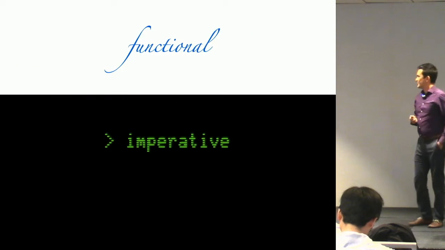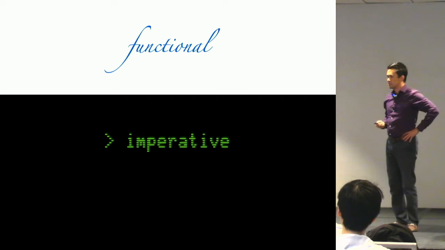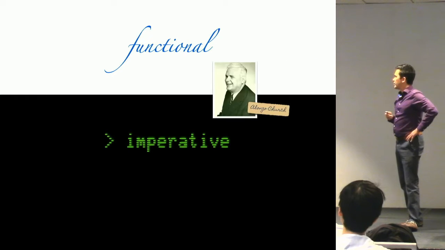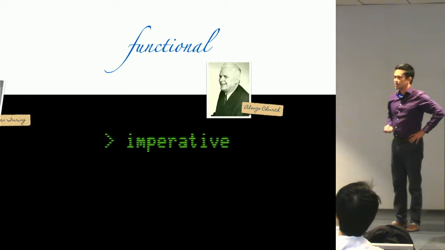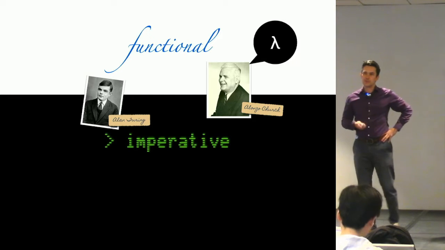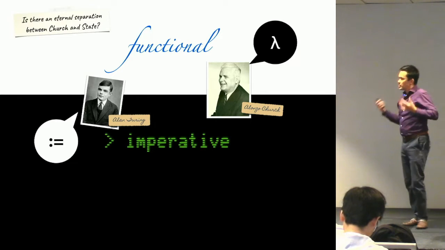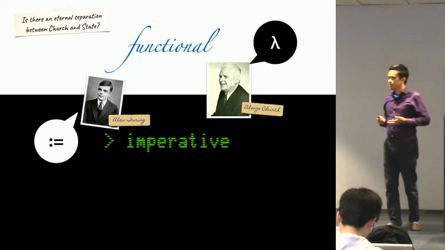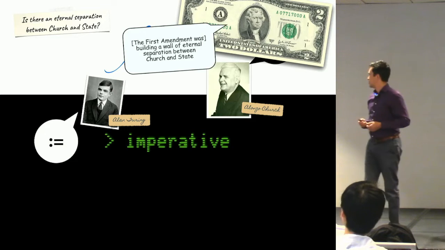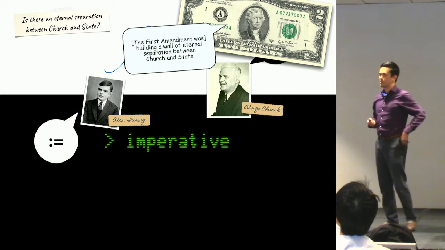I think the story starts really with this big dichotomy between functional and imperative programming that starts right at the beginning of computer science, by which I mean between Church and Turing. Church is saying the way we should do computation is with lambdas, and Turing is saying we should be using assignment. And maybe there'll be an eternal separation between church and state, and since we are in the States, we have Jefferson on your $2 bill saying that the First Amendment was establishing that indeed there would be an eternal wall of separation between the two.